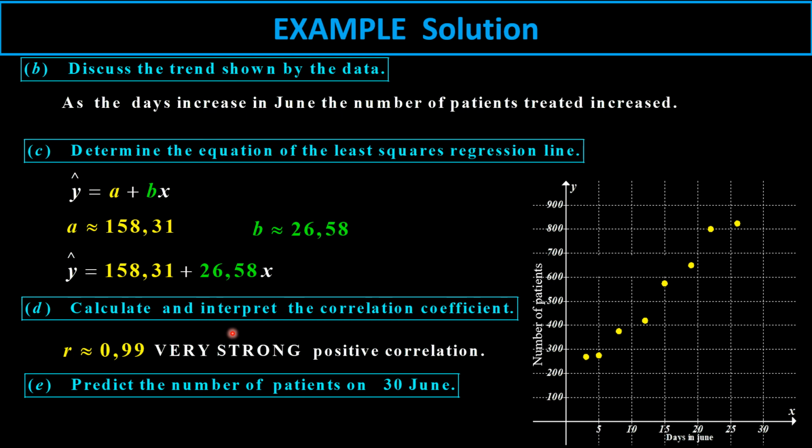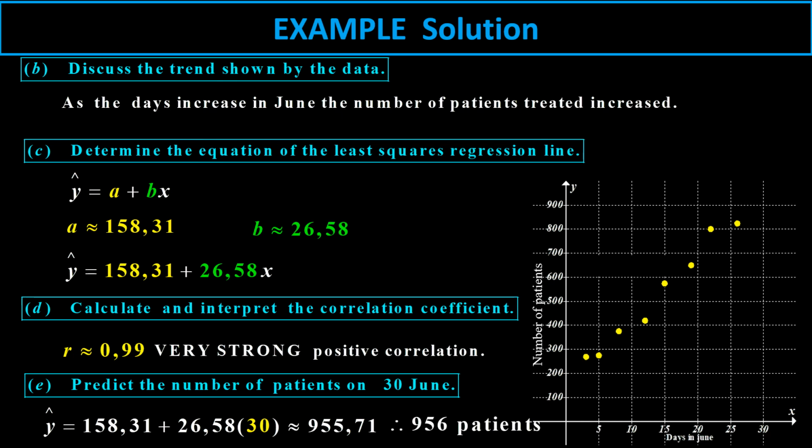Predict the number of patients. So we have to use our line of best fit equation, but in this case 30th of June, so I put in the 30 there, and then if we calculate that we get 955,71, and as you know, you can't get a fraction of a patient, so we're going to write that as 956 patients there. Okay.